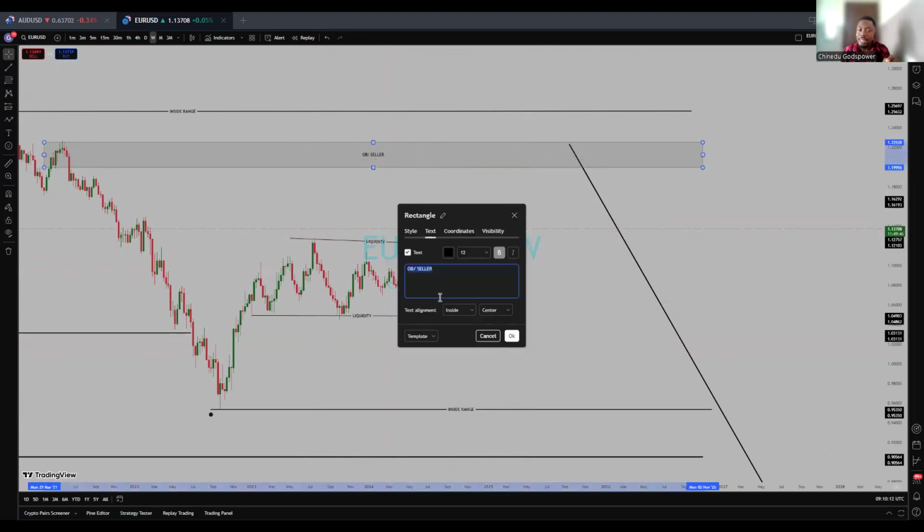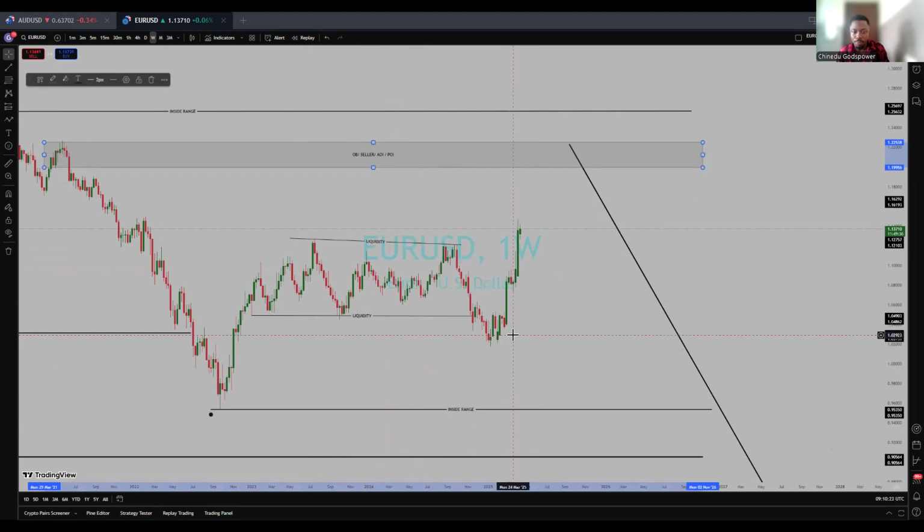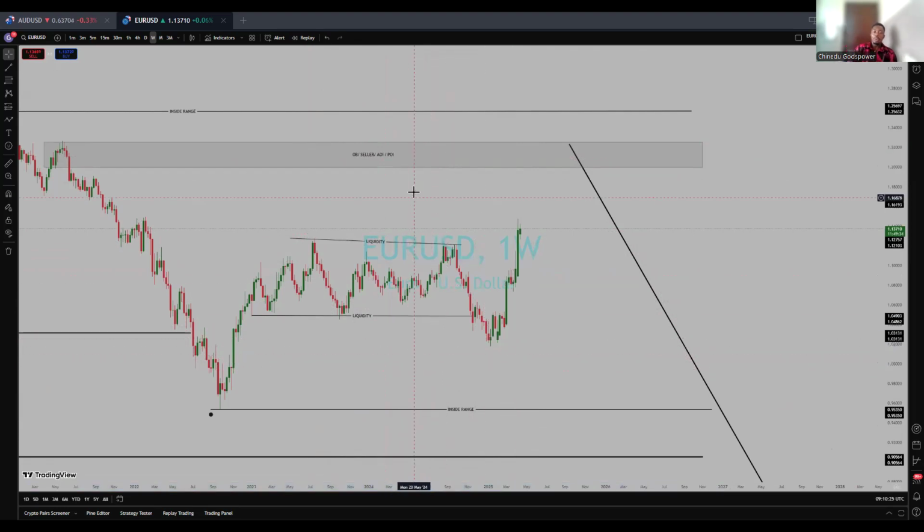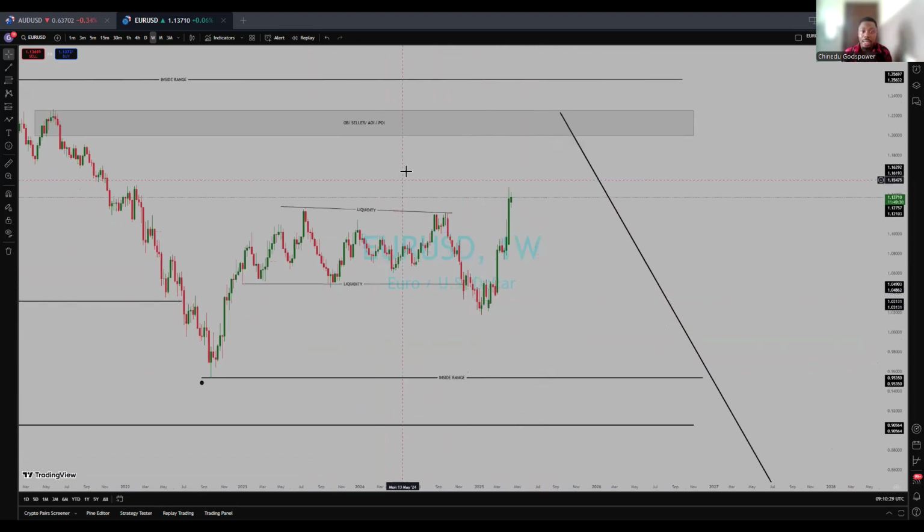This OB where sellers are resting, you can also call it AOI, area of interest, or POI, point of interest. Yeah. So now we know this is a valid zone where price is likely to retest and seek the premium prices. Now we can see the market is buying.